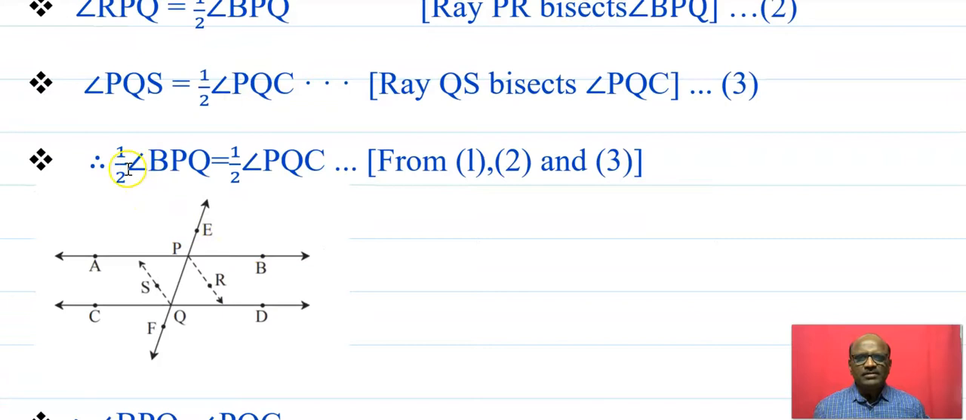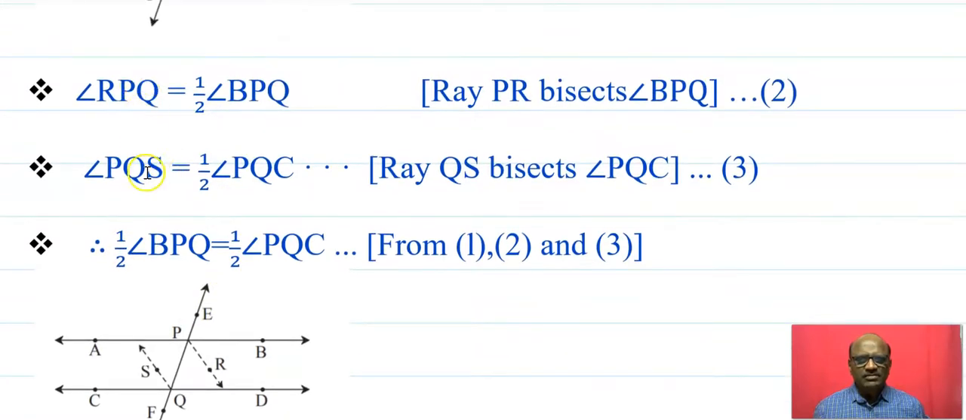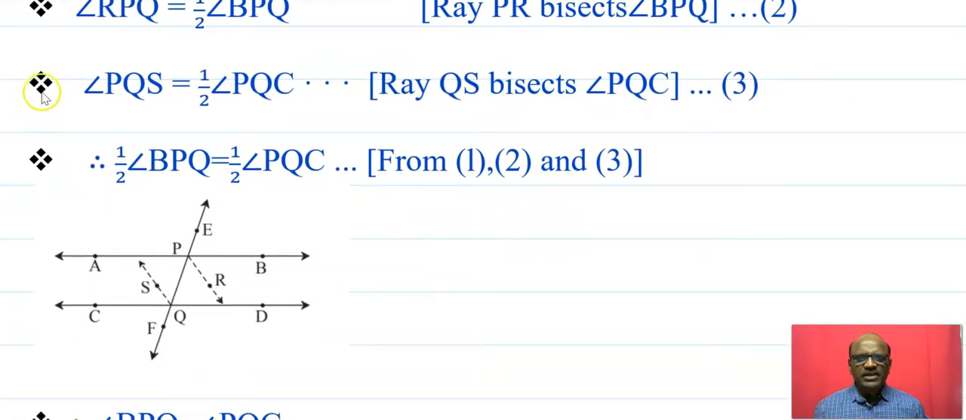Therefore, as these two angles are equal, their right hand sides are also equal. Therefore, half of BPQ is equal to half of PQC. We can cancel the half on both sides. Then we will get that the measure of angle BPQ is equal to the measure of angle PQC.